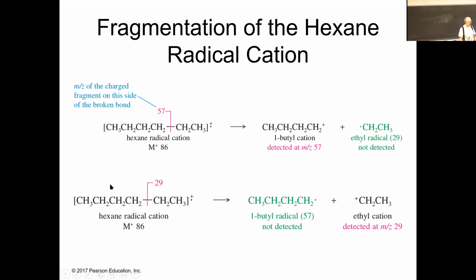And then we see the peak from the ethyl cation. So if hexane fragments this way, we see the butyl cation at 57, but the ethyl radical, which is what breaks off, is not observed. So what we look for is the difference in mass between those peaks. You can also fragment this way, where an ethyl cation breaks off. We see a peak at 29, which is detected, but we don't see the butyl radical.